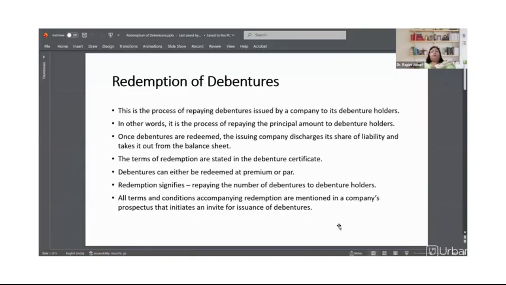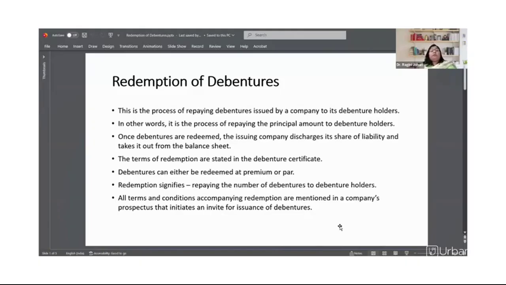So now moving on from there, we can say that redemption of debentures is the process of repaying debentures issued by the company to its debenture holders. In other words, this is the process of repaying the principal amount to the debenture holders. Once debentures are redeemed, the issuing company discharges its liability and takes it out of the balance sheet, because as I said, this is borrowed fund. So this is the liability of the company, to be kept till the principal amount is paid off to the creditor, that is, my debenture holder.